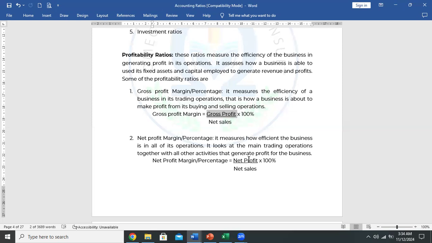Then you add other income you are getting from other activities. So the net profit is looking at all your operations, i.e. your trading operations and other operations that are generating income for the business. Again, the formula for this is net profit divided by net sales times 100. Very simple, isn't it? Okay.